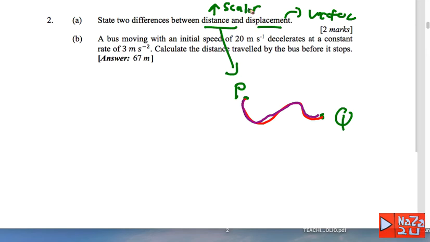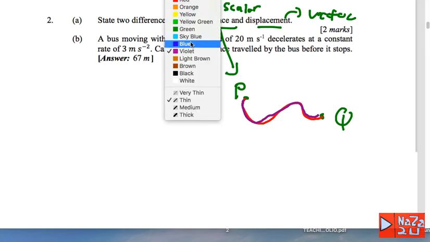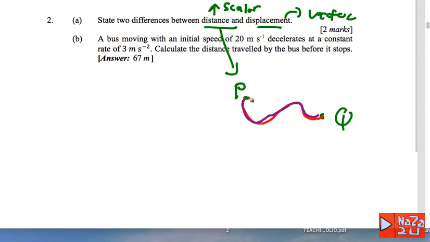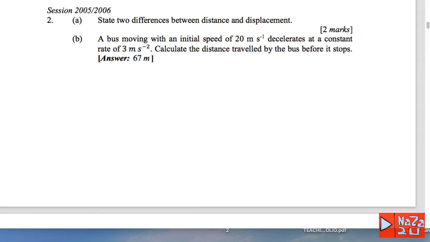But if you look at the displacement, it refers to the initial point and the final point, and this is a straight line here. So this from the initial to the final is the displacement. This is how you can differentiate between distance and displacement. Number 2. Continue to number B.